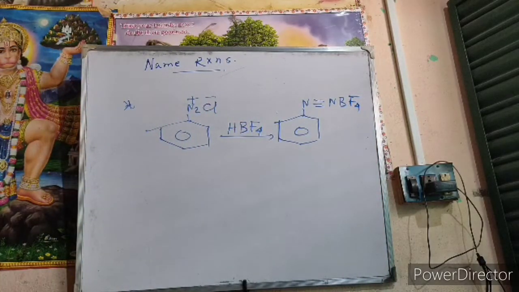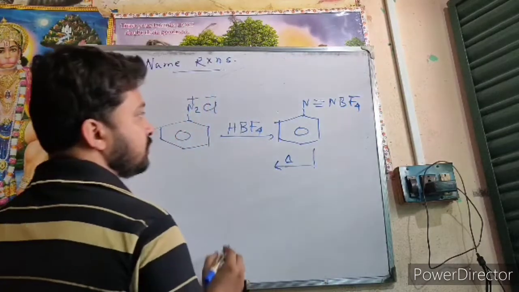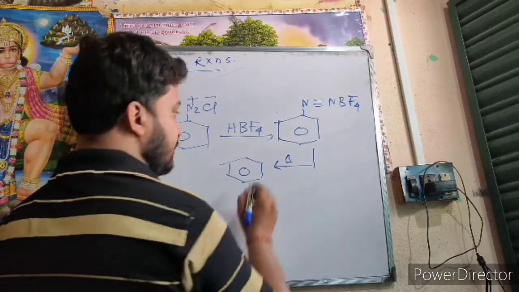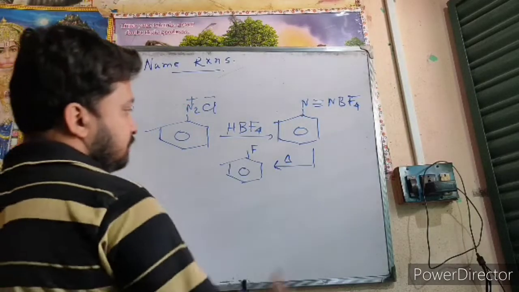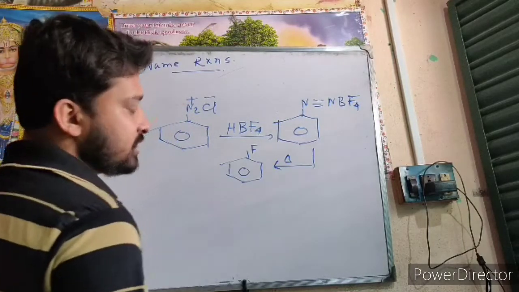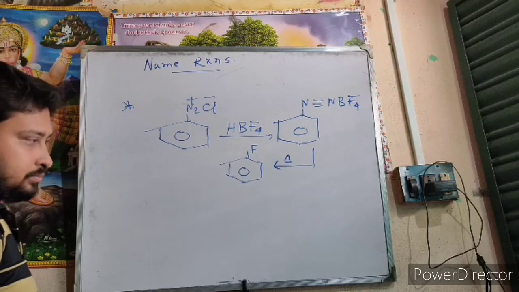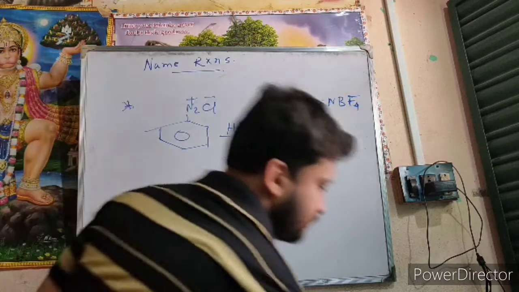After this you use heat. If you use heat, you get haloarenes, that is fluorobenzene. This reaction is the Schiemann reaction. Okay. Good.